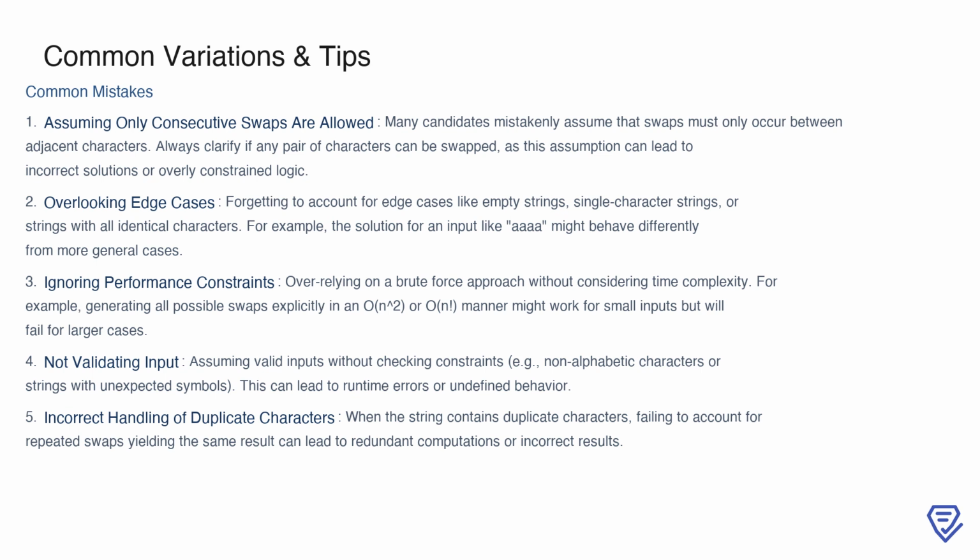Additionally, brute force approaches might seem tempting but are often impractical for larger inputs due to poor time complexity. For instance, generating all possible swaps explicitly in O(n^2), or even O(n), can quickly become computationally infeasible. Finally, don't forget to validate your input. If the problem allows non-alphabetic characters or unexpected symbols, failing to account for these can lead to runtime errors. Similarly, mishandling duplicate characters can result in redundant computations or incorrect results. Each of these mistakes can derail an otherwise promising solution, so addressing them early is critical.